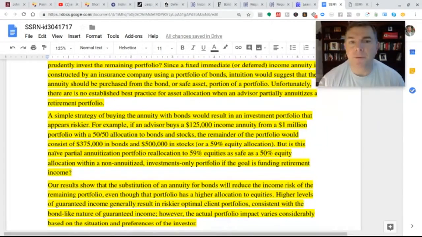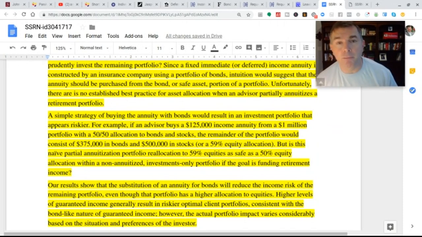For example, if you buy a $125,000 income annuity from a $1 million portfolio that had a 50-50 stock to bond allocation, the remainder of the portfolio would now be $375,000 in bonds and $500,000 in stocks. Again, because you took the entirety of the annuity from the bond side of it. So what's left over in this case is $875,000, of which $375,000 is in bonds, $500,000 in stocks, basically a 60-40 stock to bond ratio.